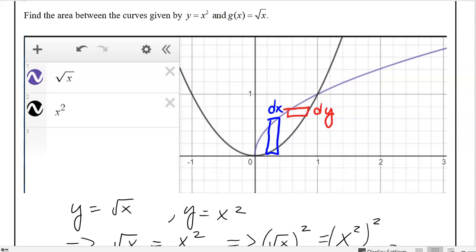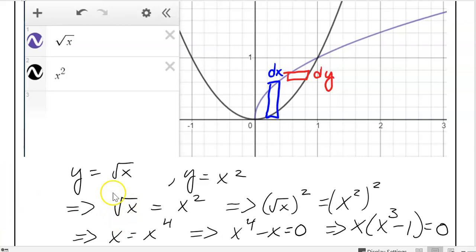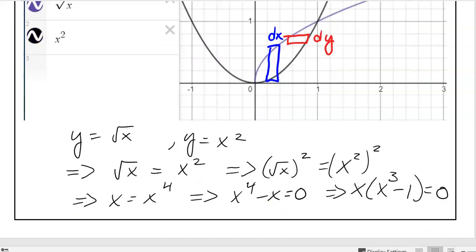Whether we intend to integrate with respect to x or y, we will need the points of intersection. While it seems clear that they are (0, 0) and (1, 1) from the graph, you must not rely on the graph. You must use algebra in order to determine the points of intersection. In this case, you can set the two y expressions equal to one another. This leads to x equals x to the fourth power after squaring both sides of the equation.